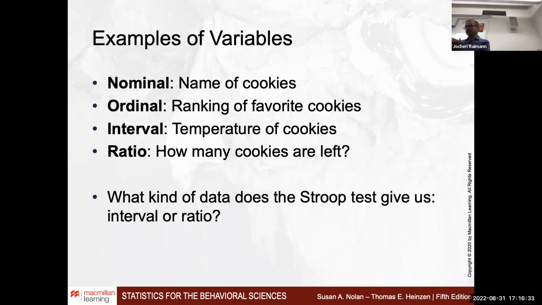That means that zero has an inherent meaning, and in that context of the cookies it is how many cookies are left. That's how easy it is. Yes.